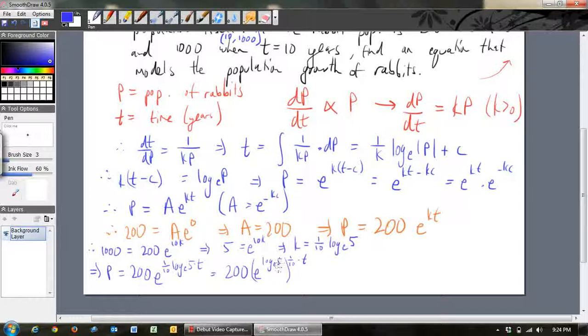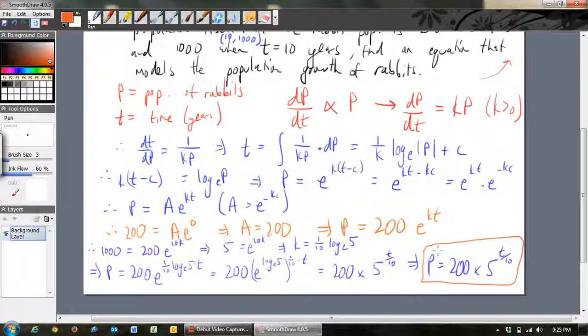Because what's e to the power log e 5? That's just 5. So that's equal to 200 times 5 to the power 1/10 times t, which is just t over 10. And that is your particular solution. Okay, I'll just rewrite that. P equals 200 times 5 to the power t over 10. And that is your solution that predicts the population growth of rabbits at t years.